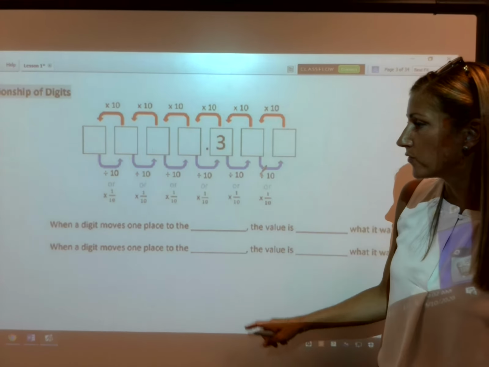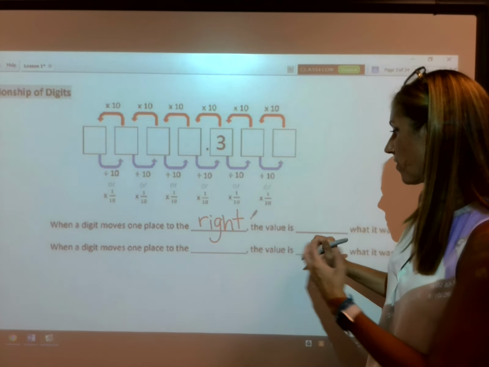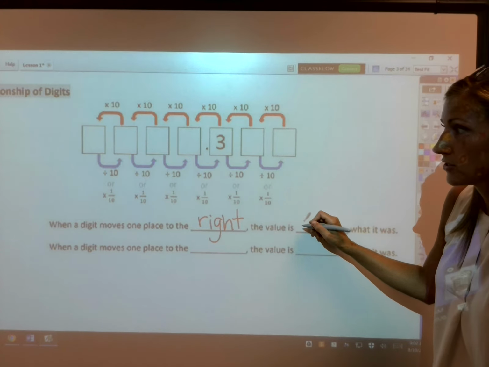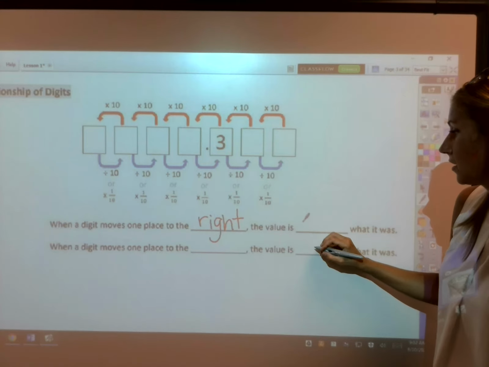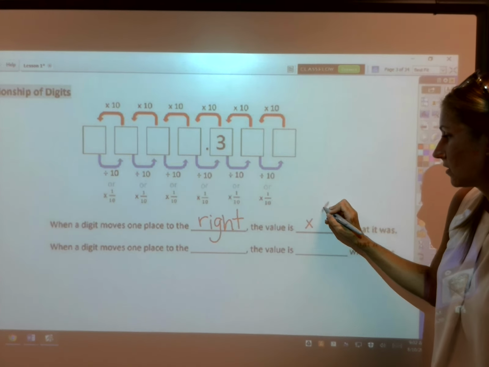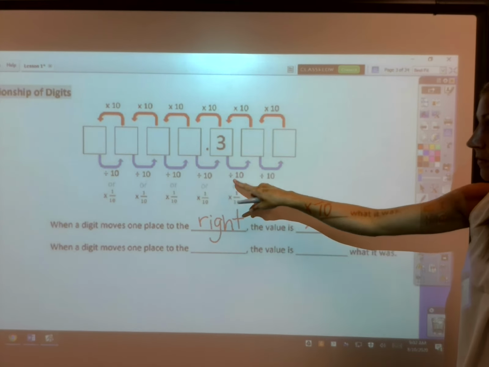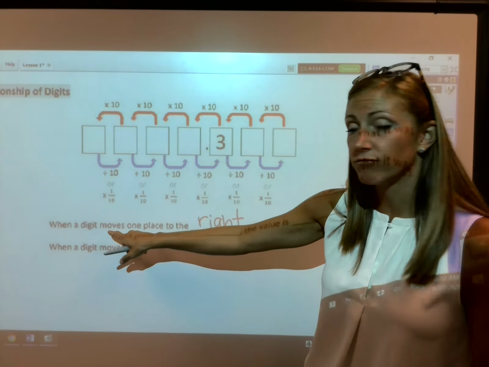So when a digit moves one place to the right, fill that in, and you'll want this sentence. It's a nice cheat sheet of, okay, if it moves to the right, then the value is, what do you think? So if it moves to the right, it's going to be 1/10 of what it was. Saying it's divided by 10 doesn't quite make sense there if I were to say that in a sentence, just verbally.